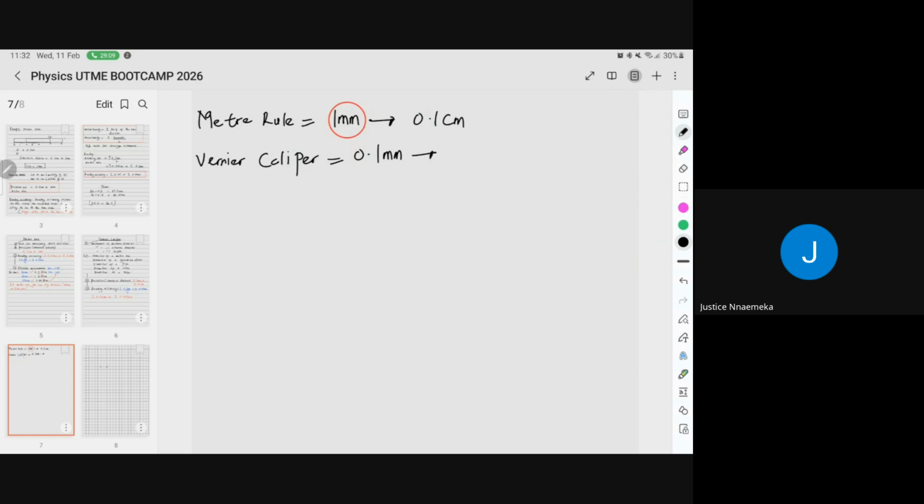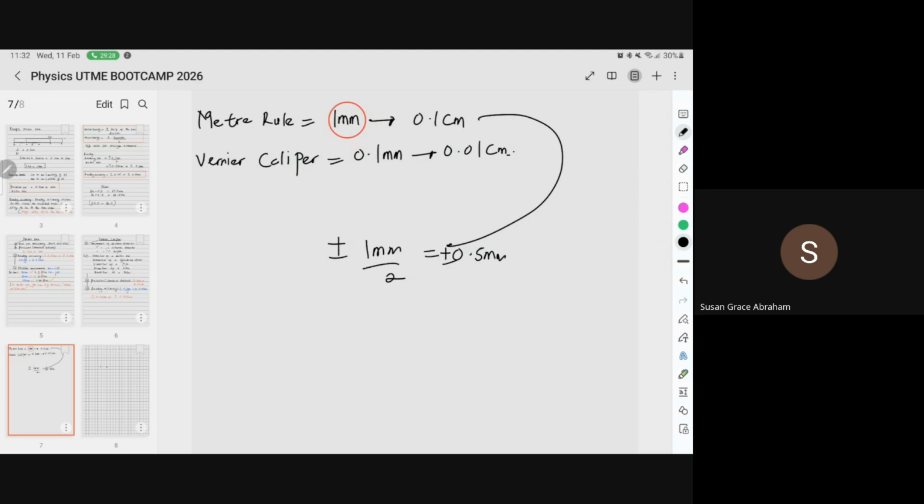Then convert to centimeter by dividing by 10. And that will give us 0.01 centimeter. Then if you now ask me the accuracy of this one, I will just do plus or minus that 1 millimeter divided by 2, which will give me 0.5 millimeter. Then you can convert to centimeter.